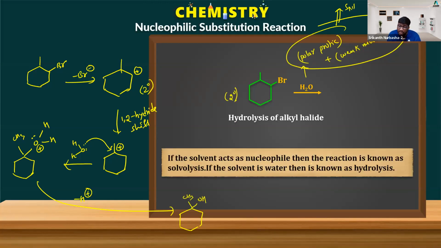If the solvent acts as a nucleophile, then the reaction is said to be solvolysis. If the solvent is water, then that is said to be hydrolysis. That is why this reaction is said to be hydrolysis. Hydrolysis of secondary alkyl halide proceeds through the SN1 path.